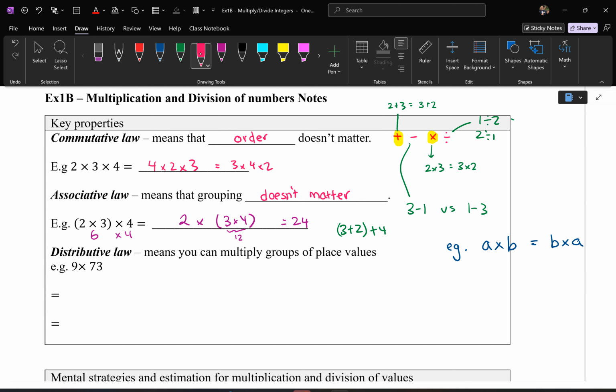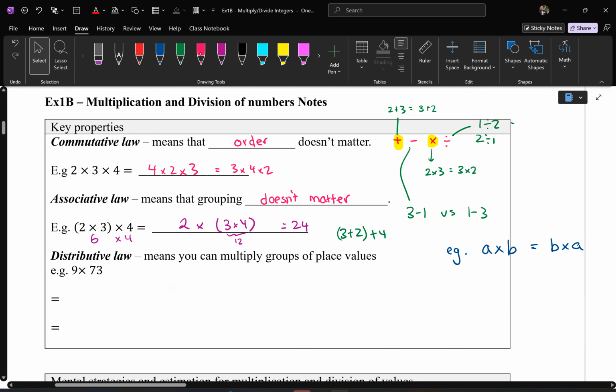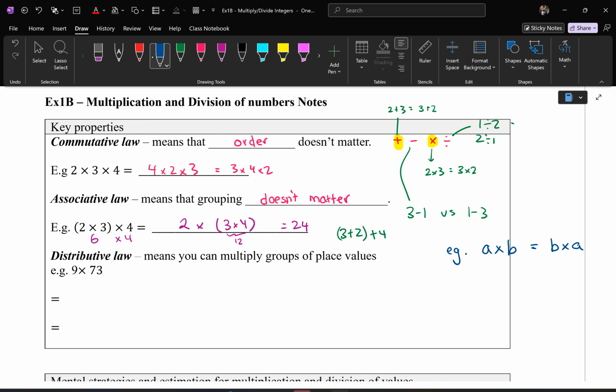Last one. Distributive law. You'll find this is useful for mental strategies. When you're doing the questions that ask for mental strategies, 9 times 73, some of you might be doing this in your head. You might be writing 73 times 9, and then you follow the algorithm and you say 9 times 3. What's 9 times 3?